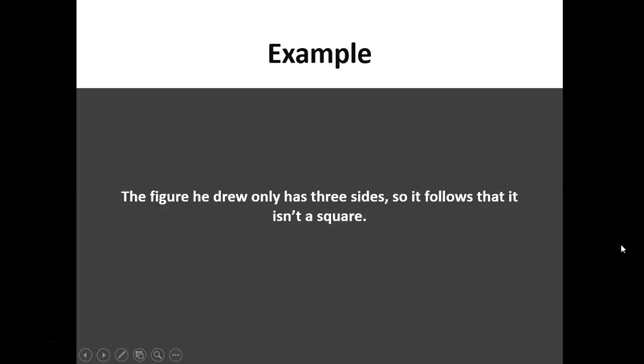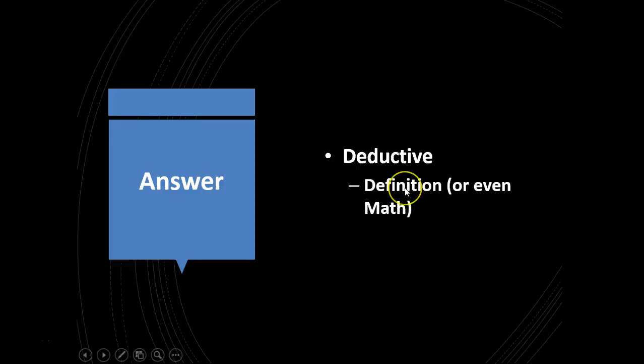The figure he drew only has 3 sides, so it follows that it isn't a square. So just reading this argument, you can tell it's deductive. If it's the case that he drew a 3-sided figure, it for sure and necessarily is the case that it isn't a square, right? But this could be definition or math, right? There's some crossover in this example, which is perfectly fine.